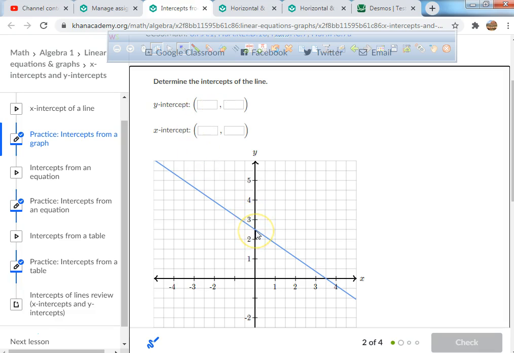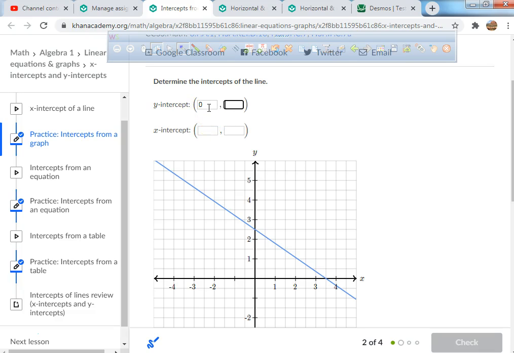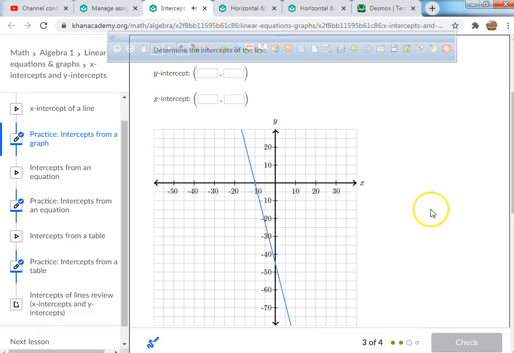Well, the y-intercept is literally between a 2 and a 3. I'm going to call that 0 and 2.5. And the x-intercept's at 3.5 and 0. So I'm just going to type in 3.5. So remember, 3.5 is between what? A 3 and a 4, and 2.5 is between a 2 and a 3. Let's do another one.